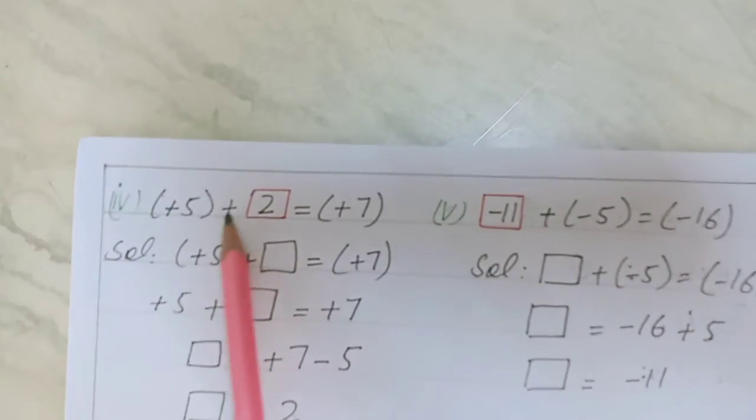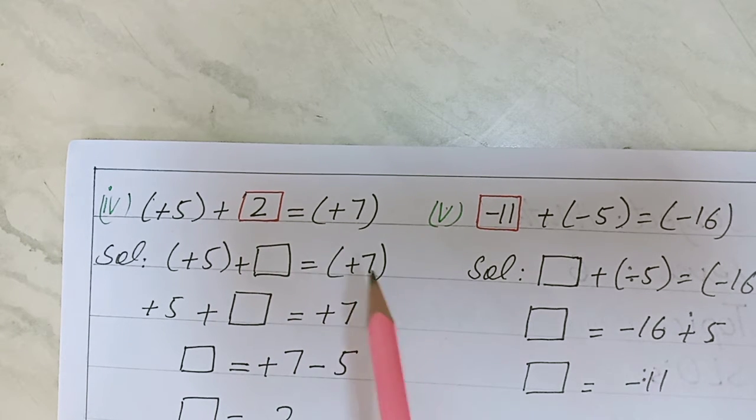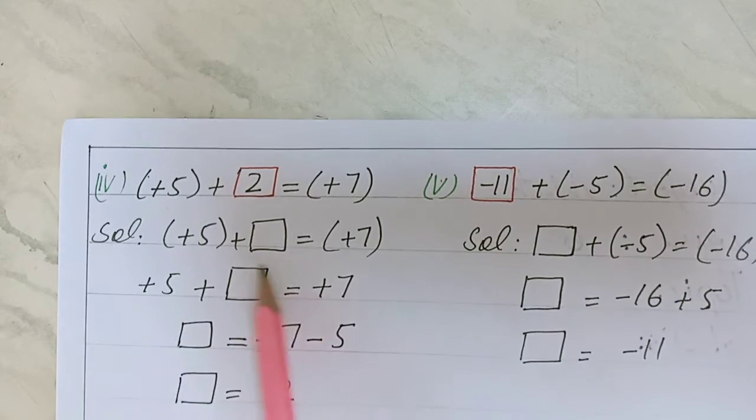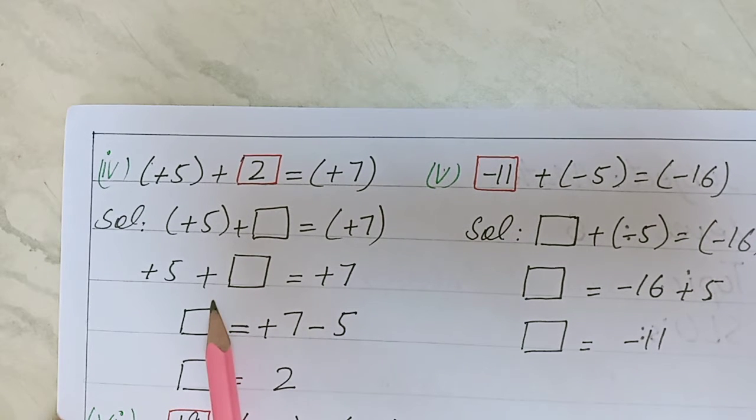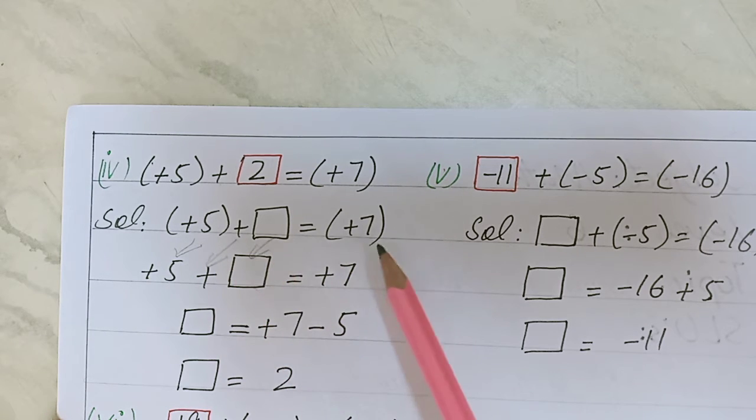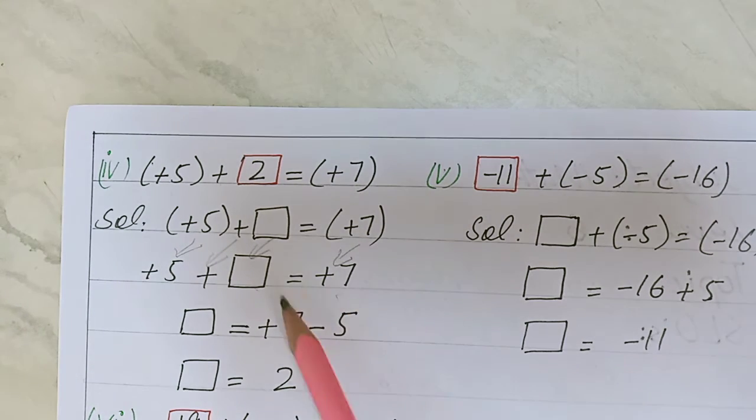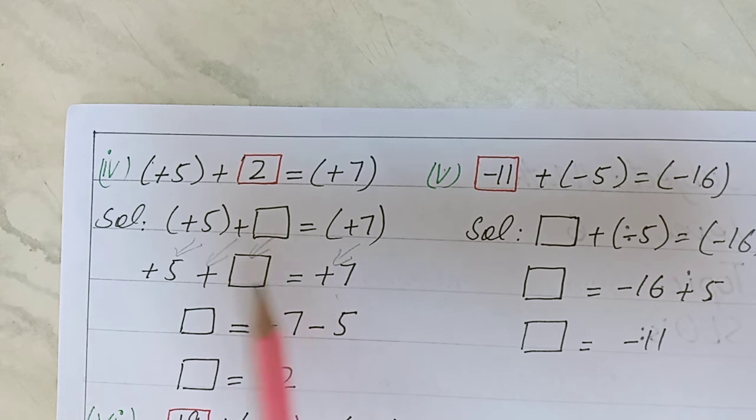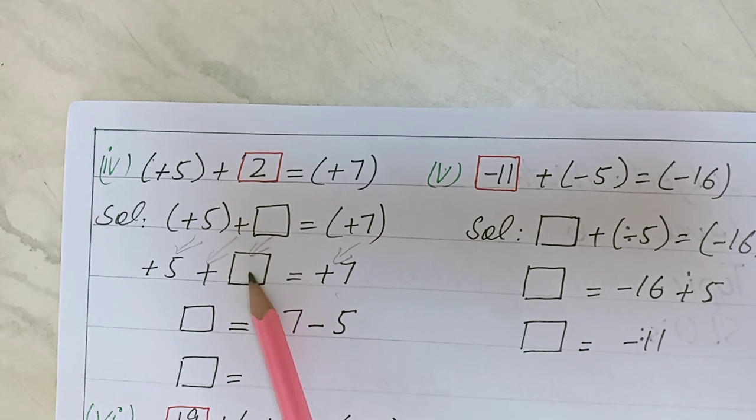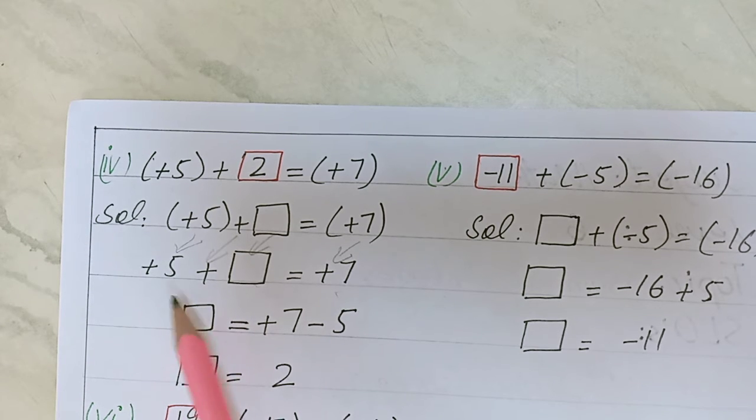Next part is the fourth part: into plus 5 plus empty box is equal to into plus 7. Write the question again, open the brackets. There is no sign, plus 5, box, plus sign as it is, box as it is, and we open the bracket, plus sign here. Dear student, in the last question there was no data like this, but in this data we have to find the value of box with other values.